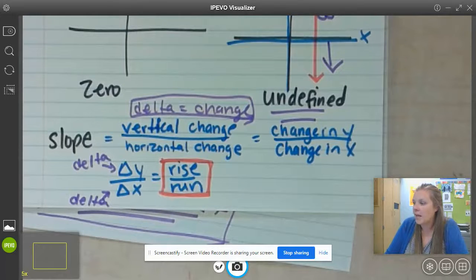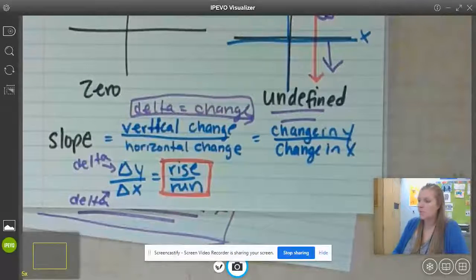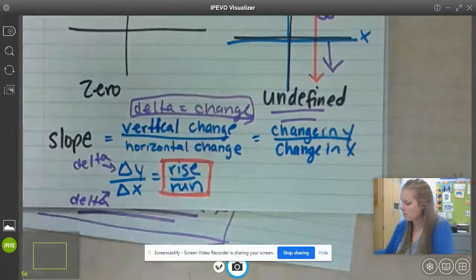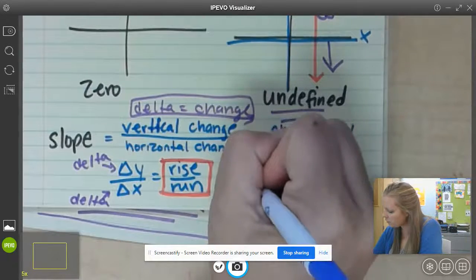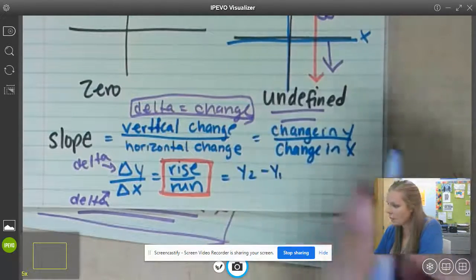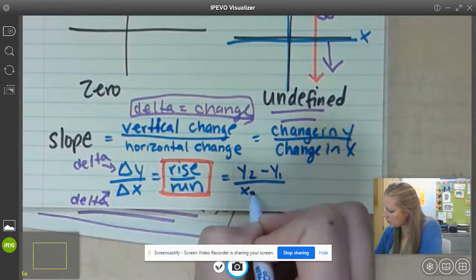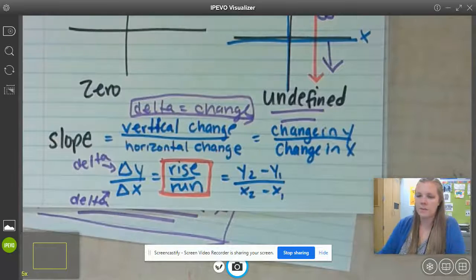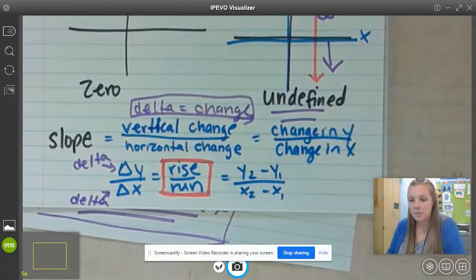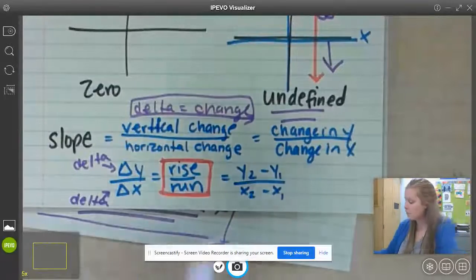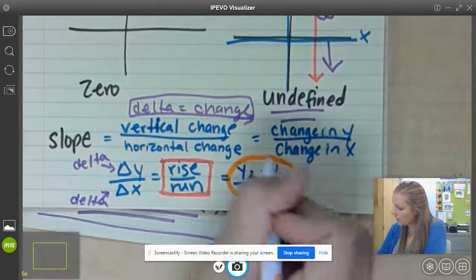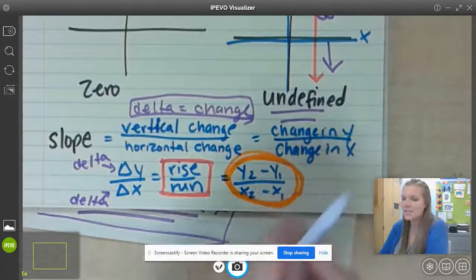The last way we represent slope is with a formula, and this is super important. You must memorize this formula. The formula for slope is y2 minus y1 over x2 minus x1. You might have heard, if you had Mr. Herman last year, he says y sub 2 minus y sub 1 over x sub 2 minus x sub 1. That sub just means it's a subscript.